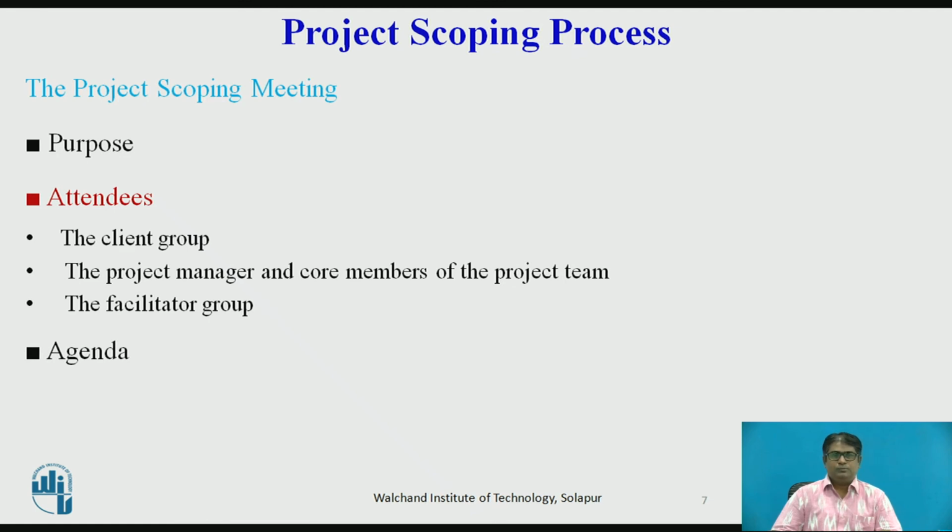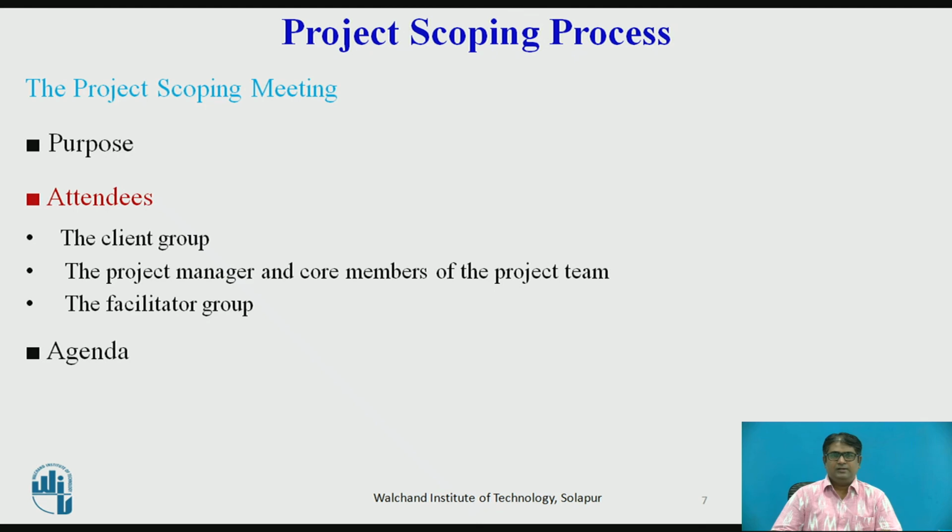Attendees. A project scoping meeting attended by 15 to 20 people is large, but here there are three groups that need to be represented in the scoping meeting. The client group, the decision makers as well as operations; the project manager and the core members of the project team. The core members are experienced professionals. The facilitator group might comprise 2 or 3 individuals who are experienced in conducting scoping and planning meetings.